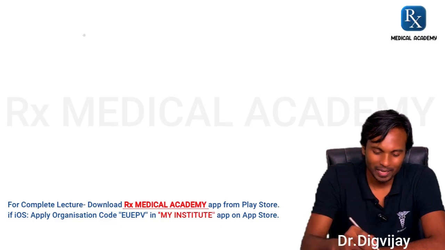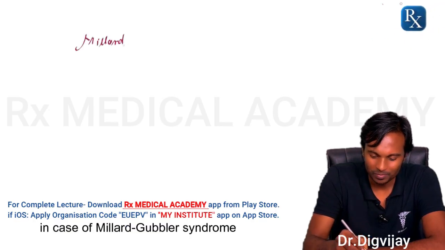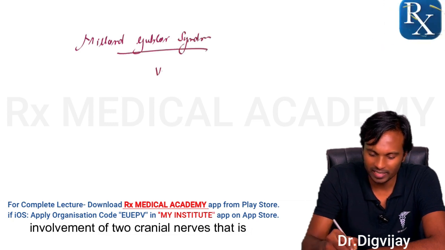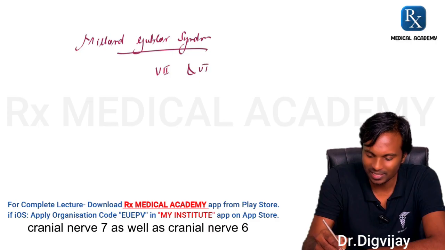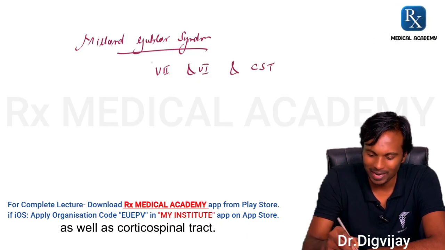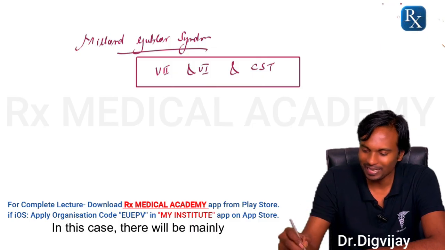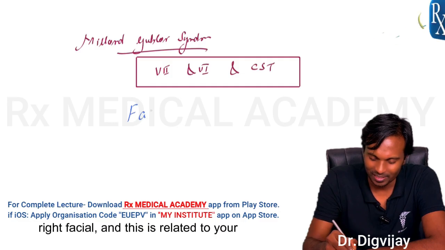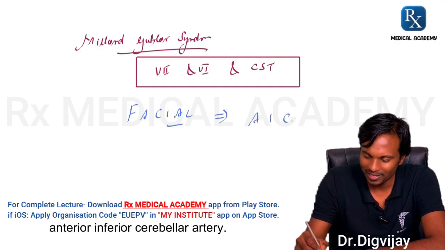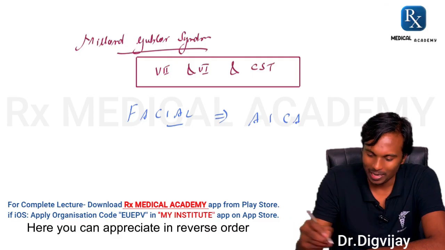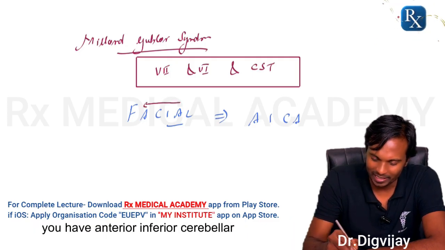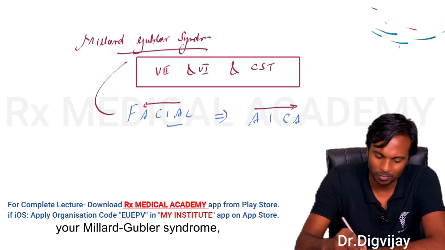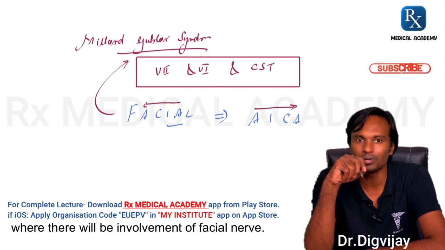Okay, now let's recap. In case of Millard-Gubler syndrome, we have already studied that there will be involvement of two cranial nerves, that is cranial nerve 7 as well as cranial nerve 6, as well as the corticospinal tract. In this case, there will be mainly involvement of the anterior inferior cerebellar artery, right? The facial nerve is related to the anterior inferior cerebellar artery. Here you can appreciate in reverse order, you have the anterior inferior cerebellar artery. So this AICA is involved in case of Millard-Gubler syndrome, where there will be involvement of the facial nerve.